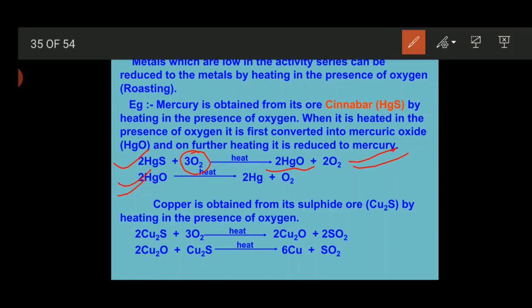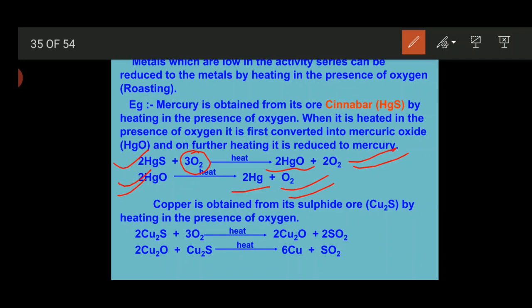Similarly, this mercuric oxide is again heated at a higher temperature, and by doing so we will get mercury along with oxygen gas. This is known as direct heating of metallic oxide. Mostly least reactive metals undergo a reduction process with the help of heat only. By direct heating only, we are able to get the purified form of metals.